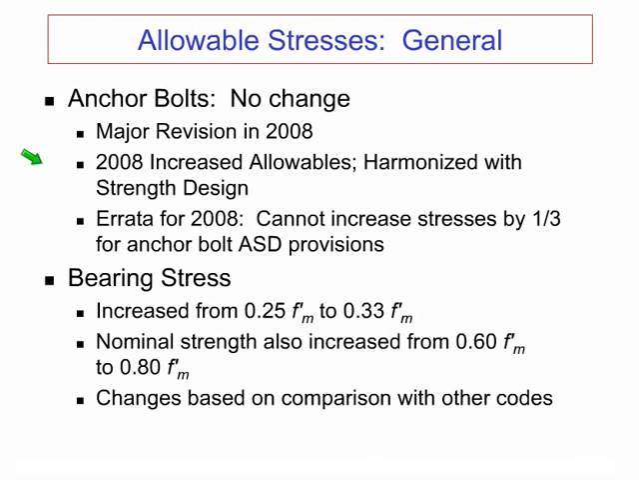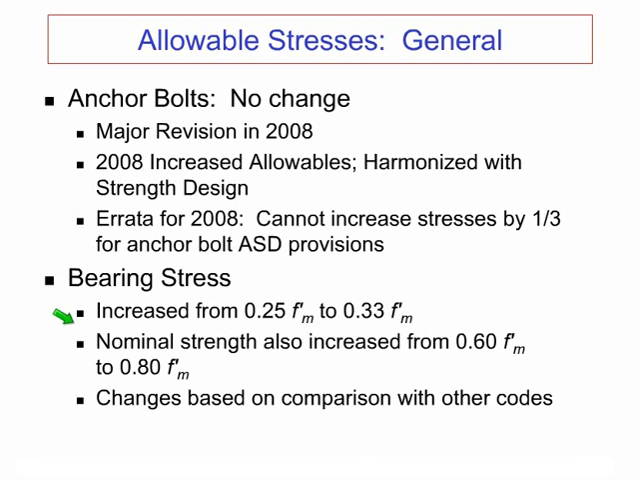If we go through allowable stresses just real quickly and some of the changes that were made and were not made. Anchor bolts, there is actually no change to the allowable stresses from the 2008 to 2011. There was a major revision in the 2008 MSJC, and the anchor bolt provisions were harmonized with strength design. In fact, we actually even sort of made a mistake and issued an errata for the 2008 code that allowable stresses for anchor bolt design should not be increased by 1/3 using the 2008 provisions.